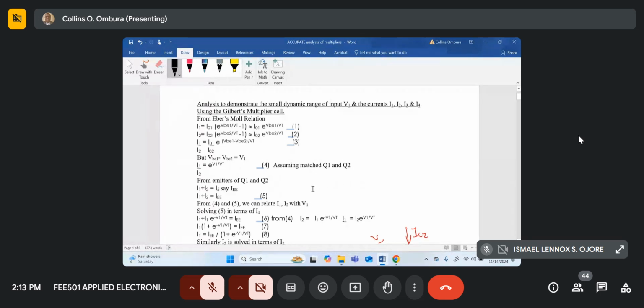Where if you plot V1 versus I1, you get a curve, something like this. And so this is I1 and I2, or IC1 and IC2. And to show that the clipping occurs at 4 VT.